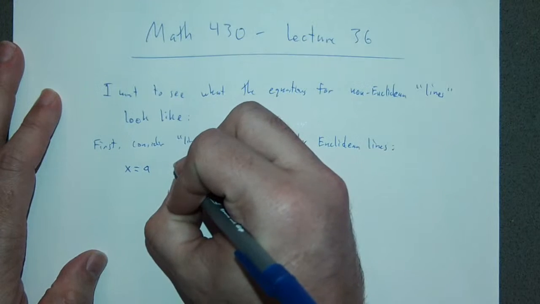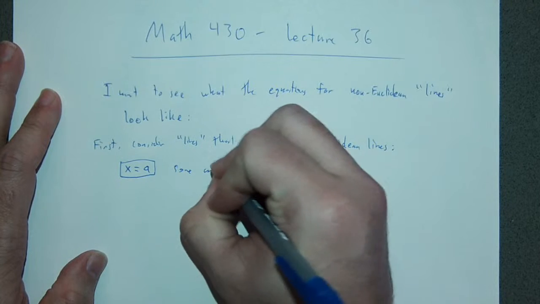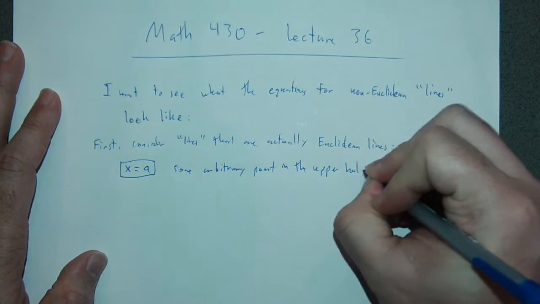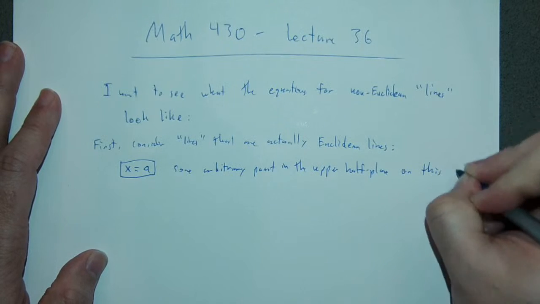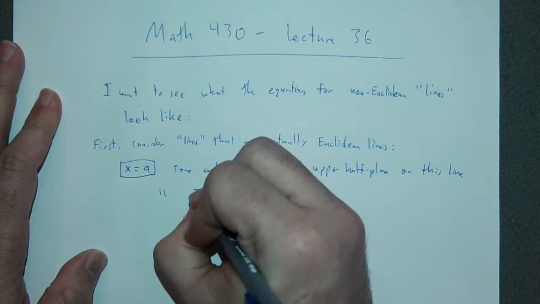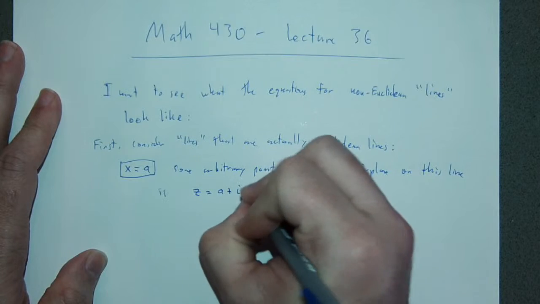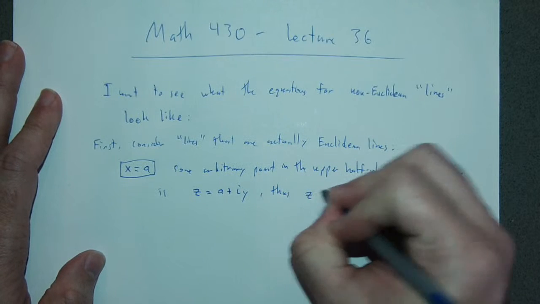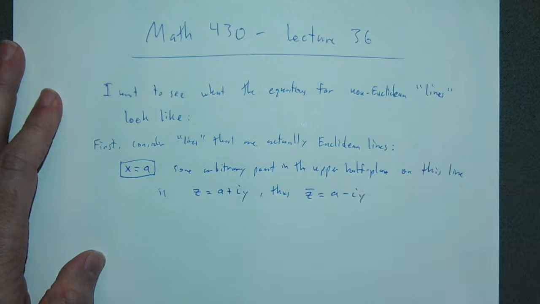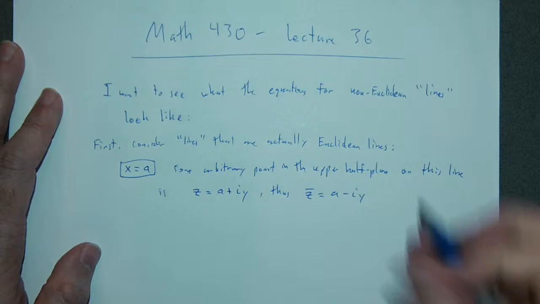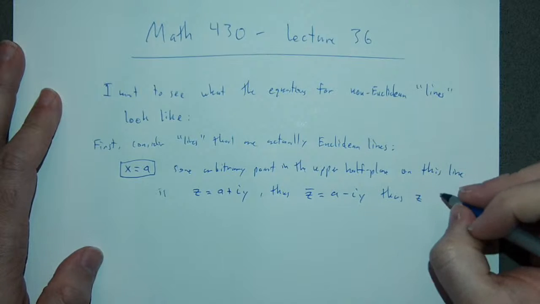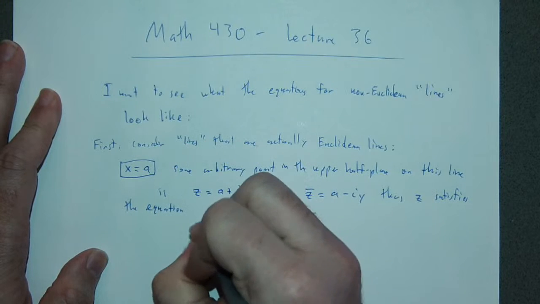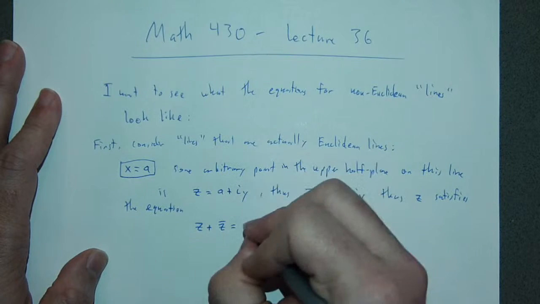So then some arbitrary point in the upper half plane on this line is z equal to a plus iy. So it has real part a, since it lies on that line. Thus z bar is a minus iy. Thus z satisfies the equation z plus z bar is equal to 2a.